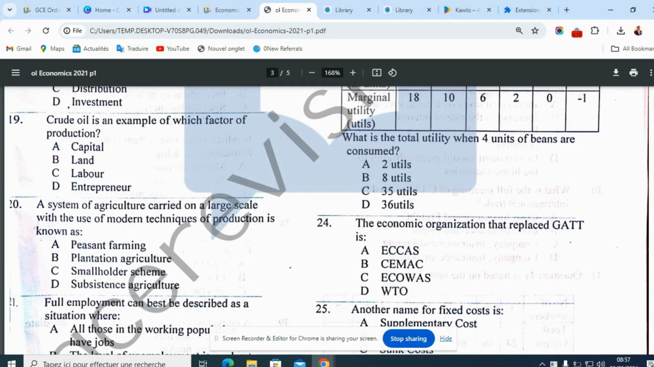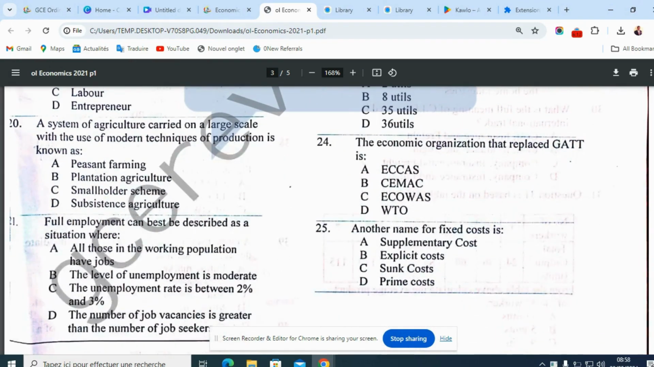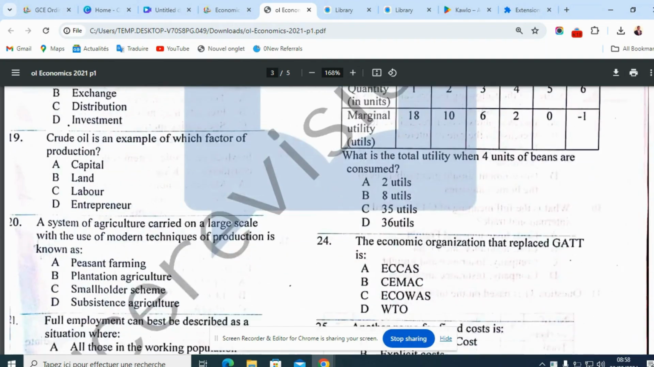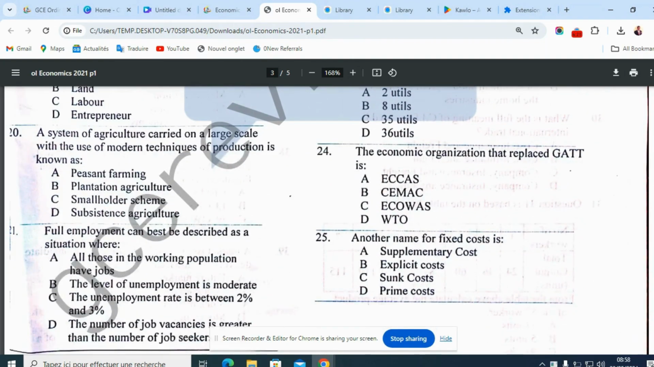Now let's go to question 25. It says that another name for fixed cost is, we have supplementary cost, we have explicit cost, we have sunk cost, we have prime cost. So what is another name for fixed cost? Let me give you some seconds to think about it. Okay, so that is 25. The answer is C, which is sunk cost. So sunk cost is another name for fixed cost.